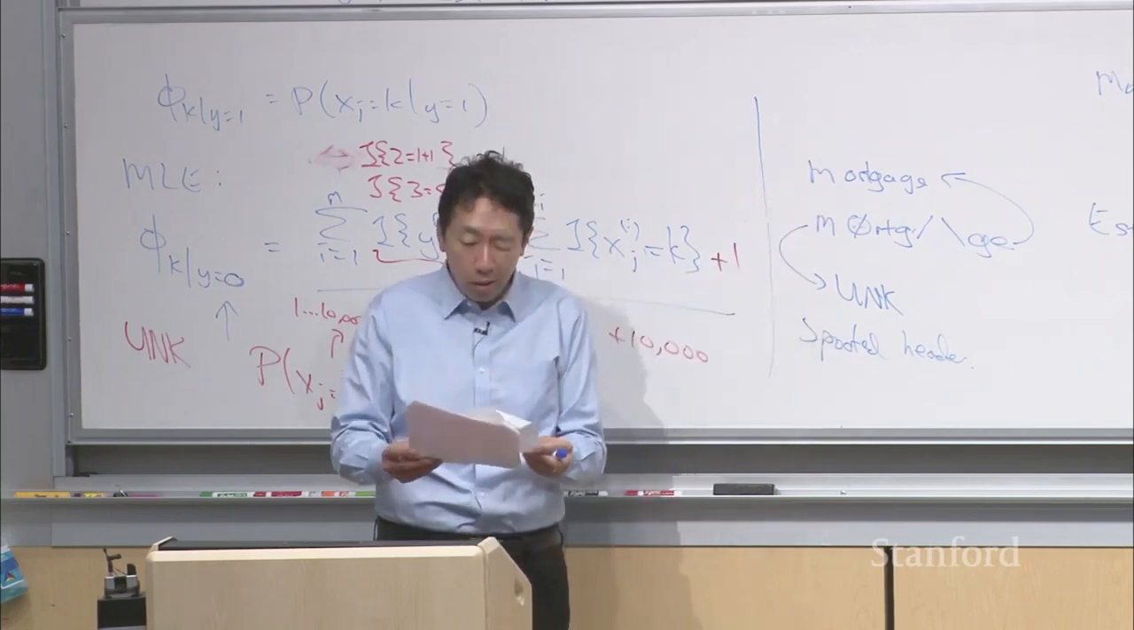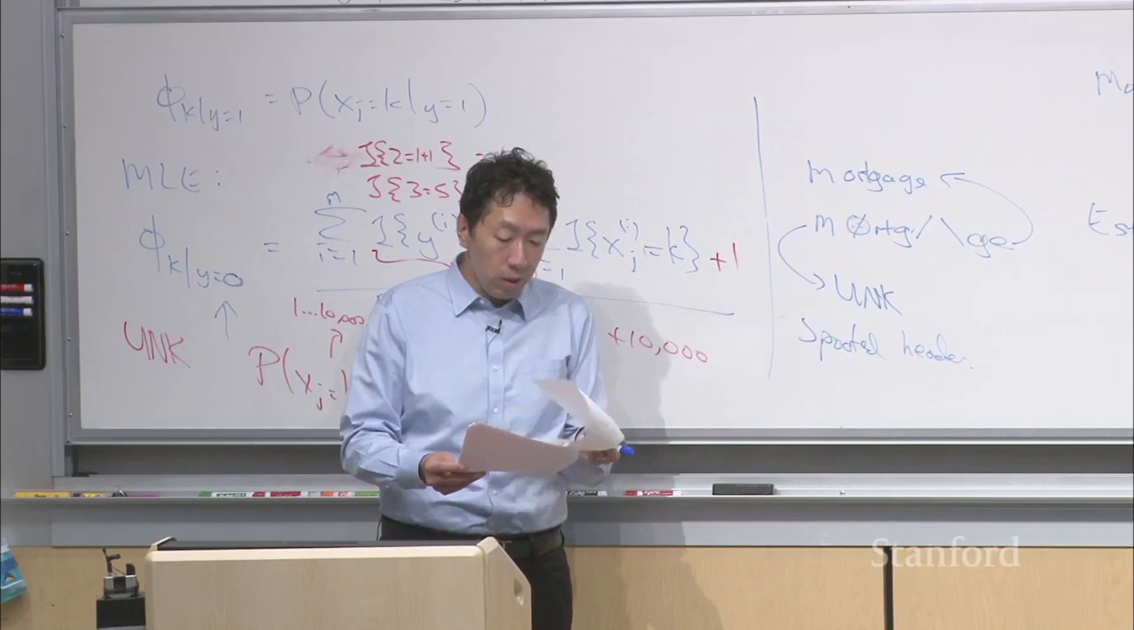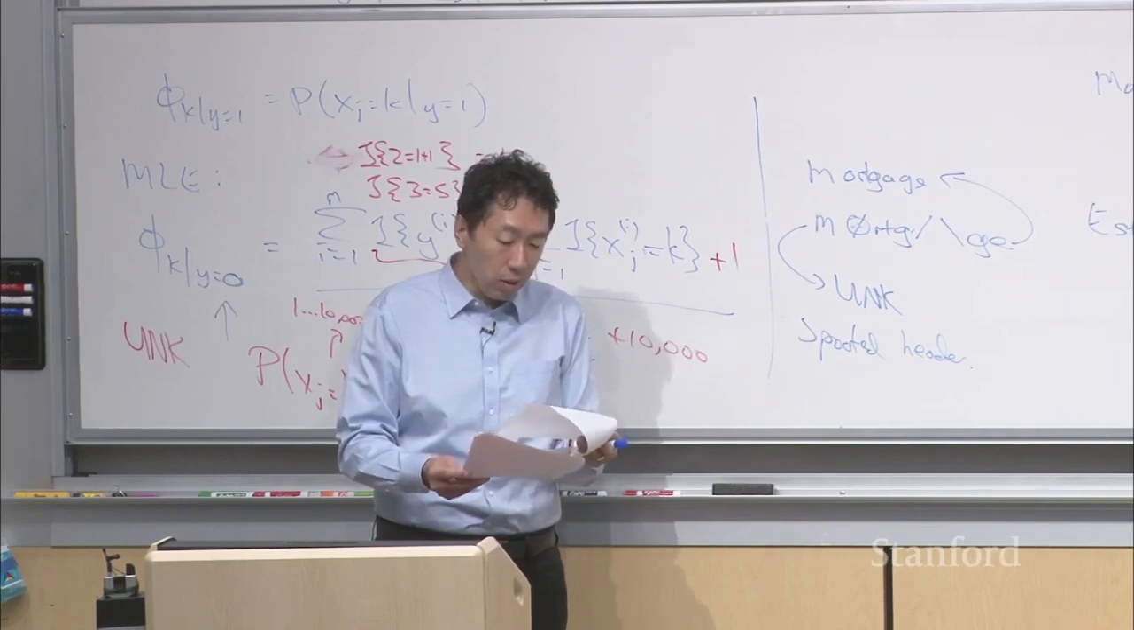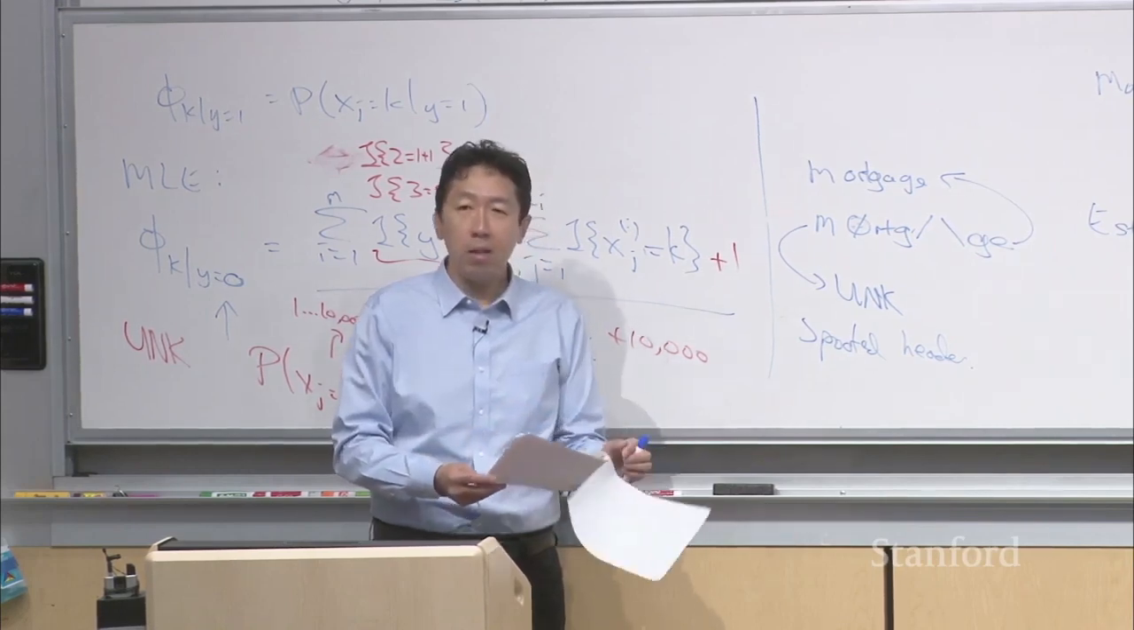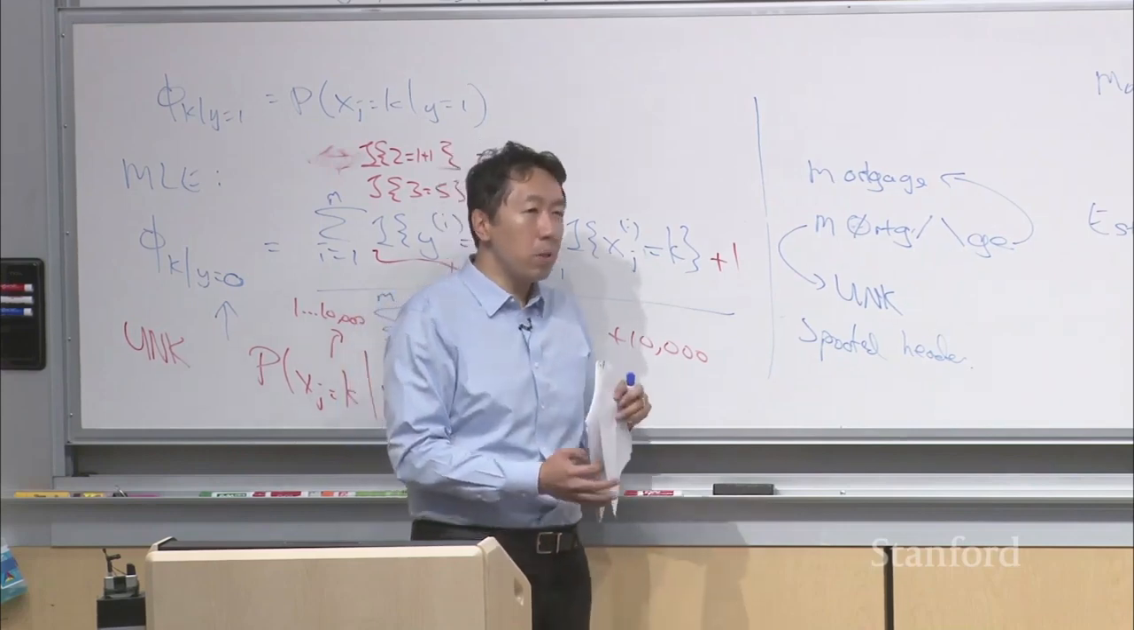Okay. So one of the uses of GDA, Gaussian discriminant analysis, as well as naive Bayes, is that they're not going to be the most accurate algorithms.